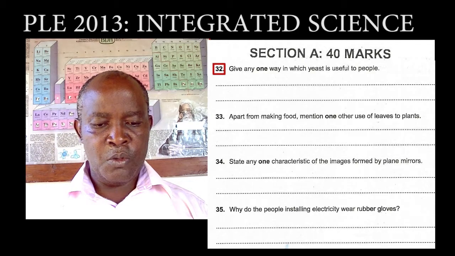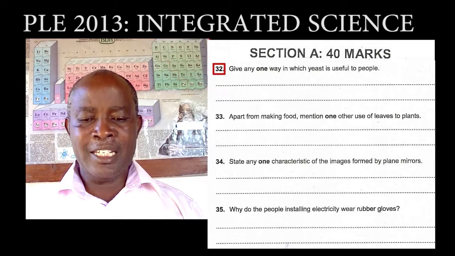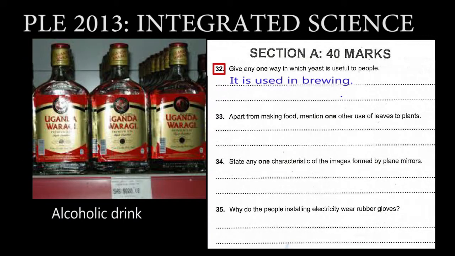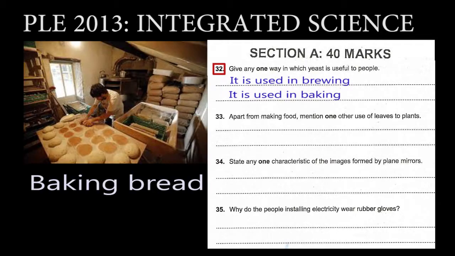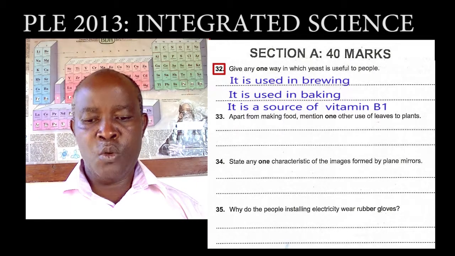Number 32. Give one way in which yeast is useful to people. It is used in brewing and making alcohol. It is used in baking. It is a source of vitamin B1.